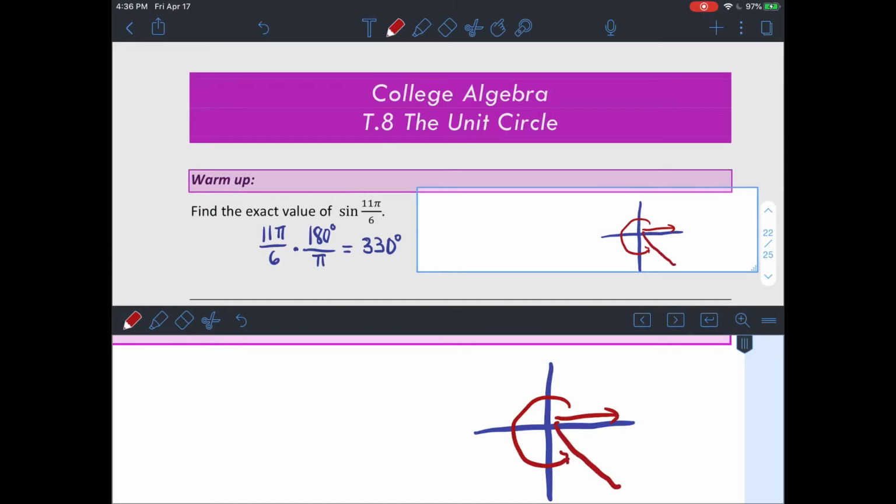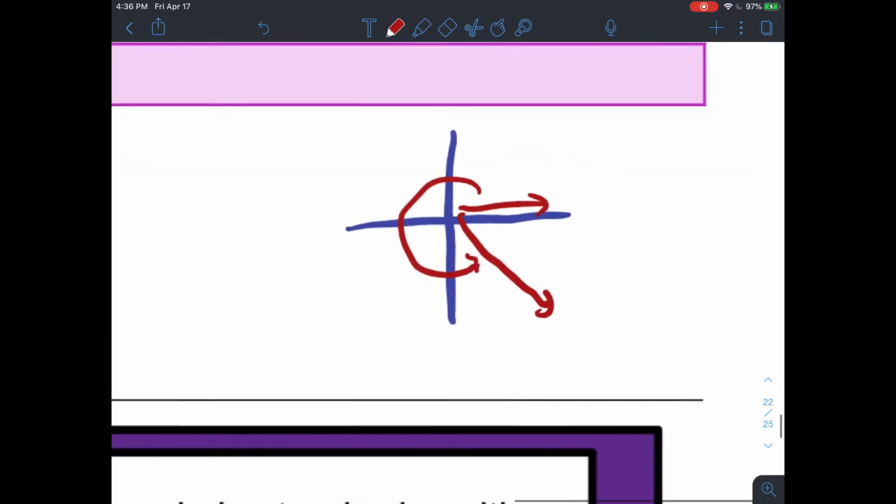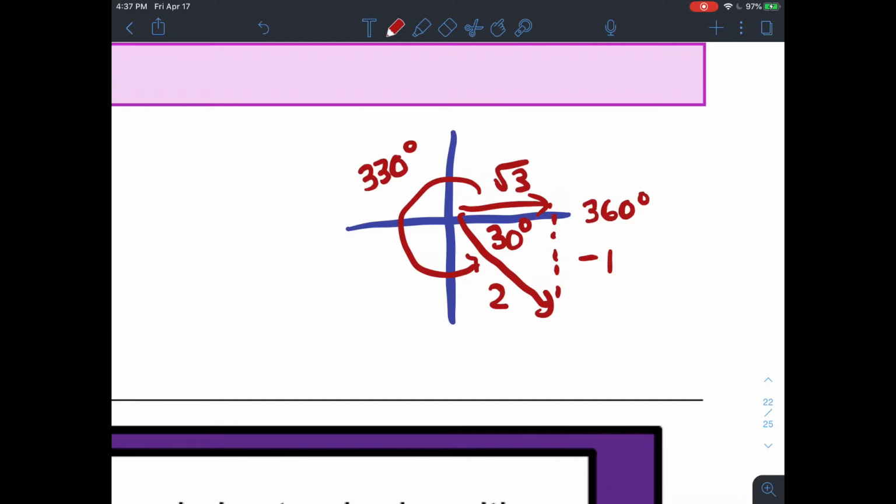So 330 degrees would be down in quadrant 4, and then if you think about your reference angle between 330 and 360 up to your x-axis, that's a distance of 30 degrees. Then you'd have your sides for your 30, 60, 90 labeled, below your x-axis, so that'd be a negative opposite side, and then sine would be opposite over hypotenuse, so negative 1/2.